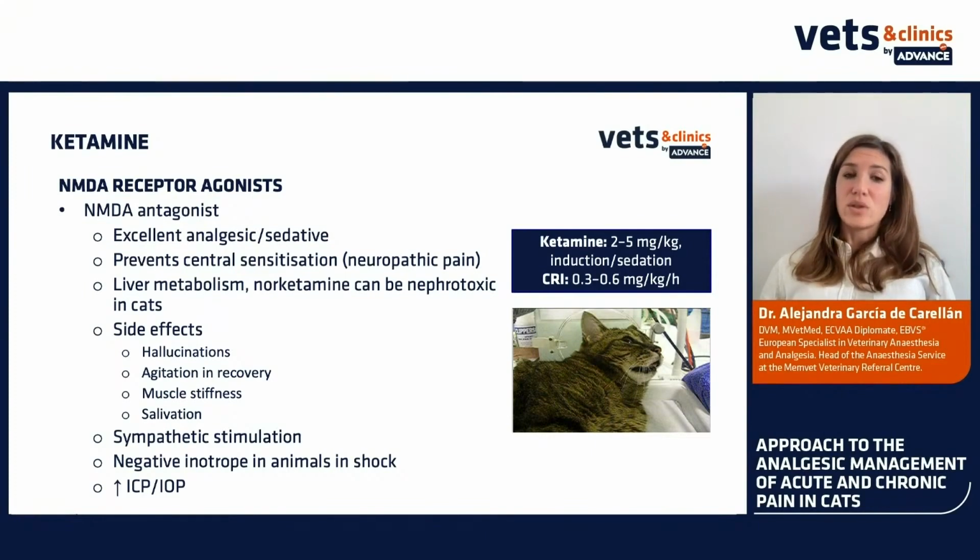Regarding ketamine in cats with heart problems, you have to know that ketamine is a sympathetic stimulative drug, and it can cause tachycardia. It's a negative inotrope in animals that are in shock. If you have a cat with hypertrophic cardiomyopathy, you should avoid it. Or if you have an intracranial problem or intraocular pressure problem, then I try to avoid ketamine in those cases.